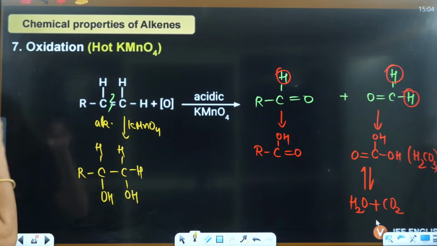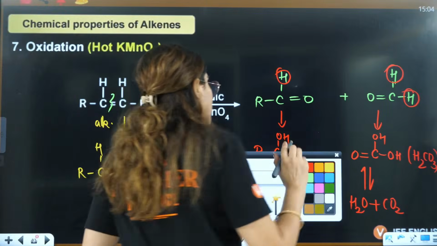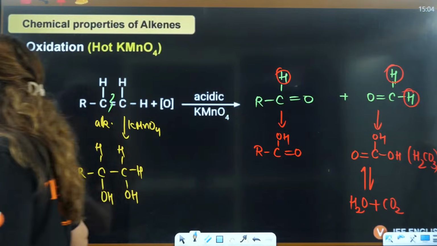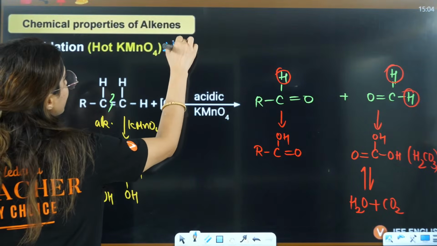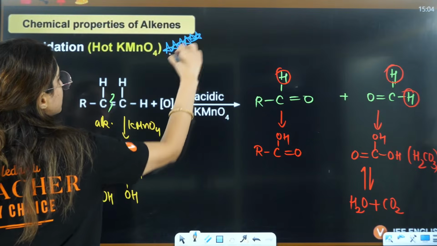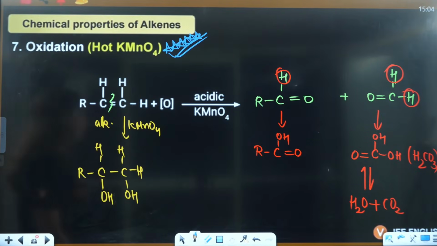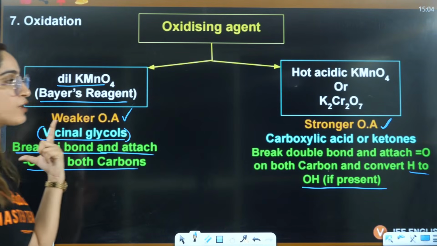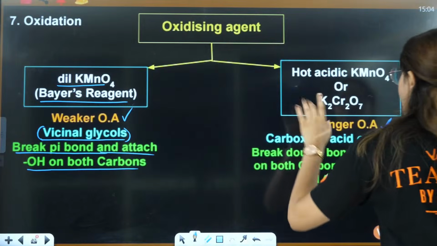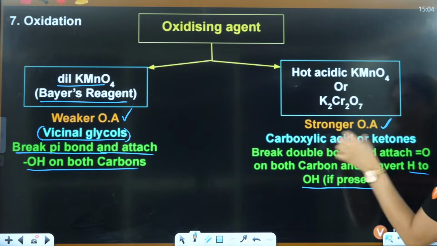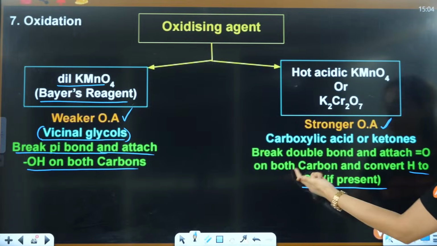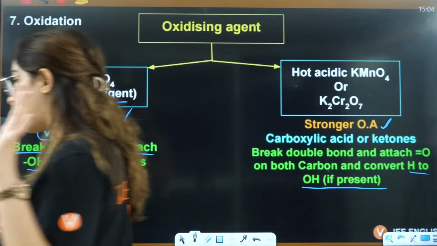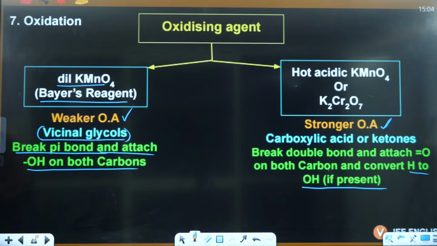Students, this is a very, very important difference between alkaline KMnO4 and acidic KMnO4. Mark it, it's very important. And I have given you a direct trick here. Alkaline is weak, it will form vicinal glycols, vicinal diols you can say. Carboxylic acids or ketones will be formed with acidic. How? Break the double bond, attach double bond O, then convert hydrogen to OH if present on the carbonyl carbon, right? Okay.